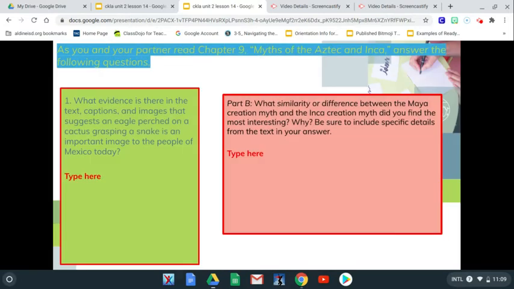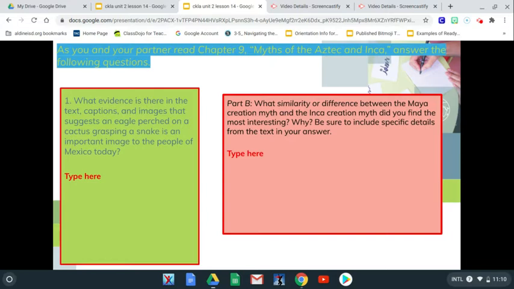You have two questions that I want you to answer. So, what evidence is there in the text, captions, and images that suggest an eagle perched on the cactus grasping a snake is an important image to the people of Mexico today? So, boys and girls, if you look on the page, it explains in your chapter 9 that if you look closely at the modern Mexico flag of today, you will see the same image that they talked about in the Maya creation. So, why do you think that's important to the Mexican? Why do you think that's significant to Mexico today? So you'll put your answer there.